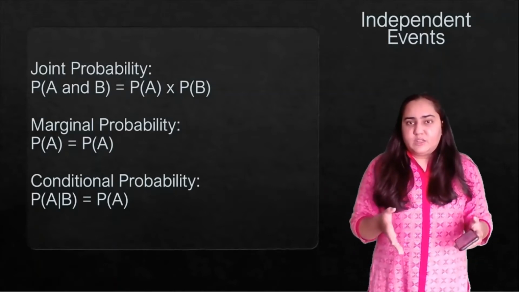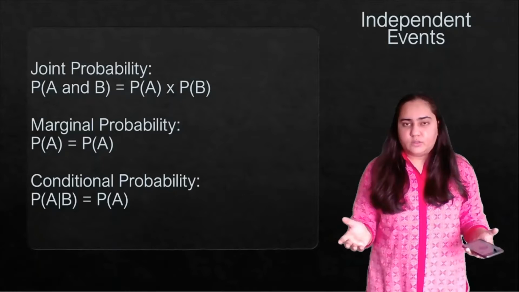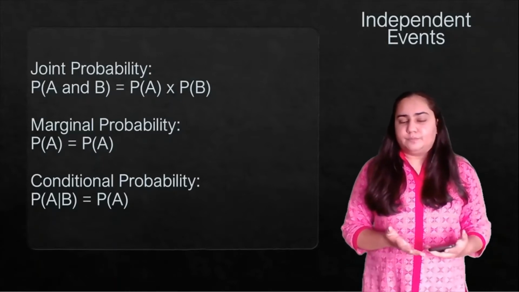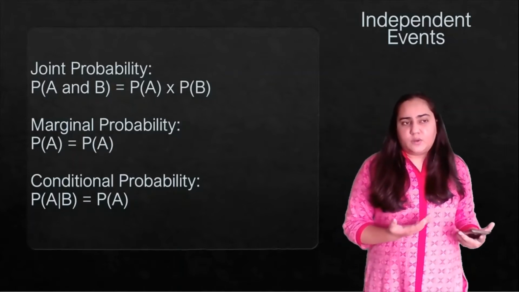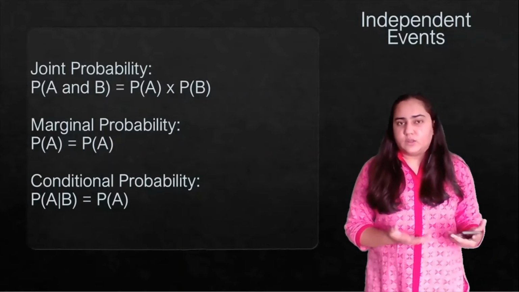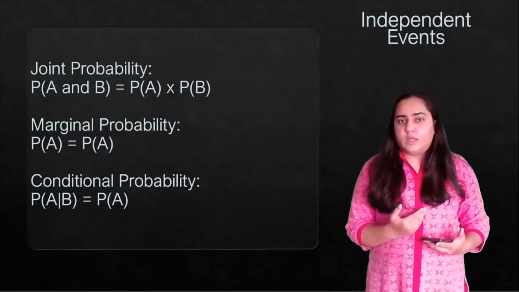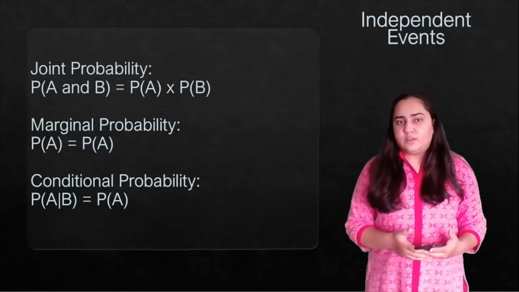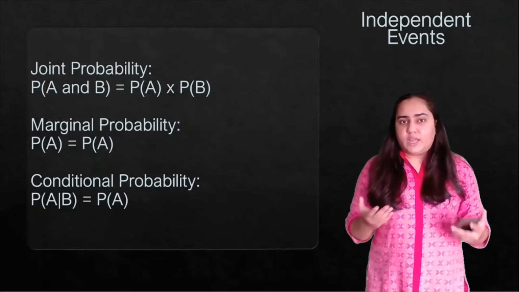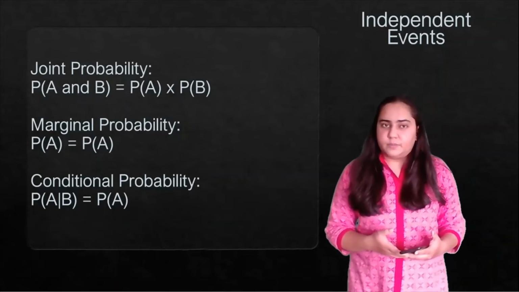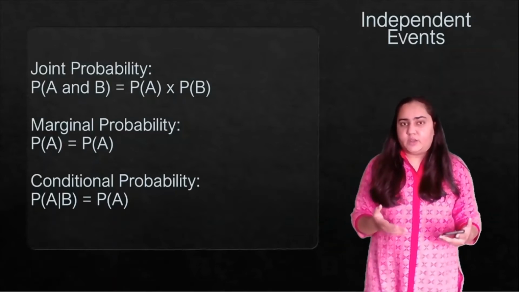So independent events are events that do not affect each other. For example, if I'm going out, would I be taking my phone with me? That does not depend on whether it's raining outside or not, because I could carry my phone in my pocket. So these two events, me carrying my phone outside and whether it's raining outside, are independent events. When two events A and B are independent, what is the joint probability? The joint probability of A and B is simply the probability of A multiplied by the probability of B.